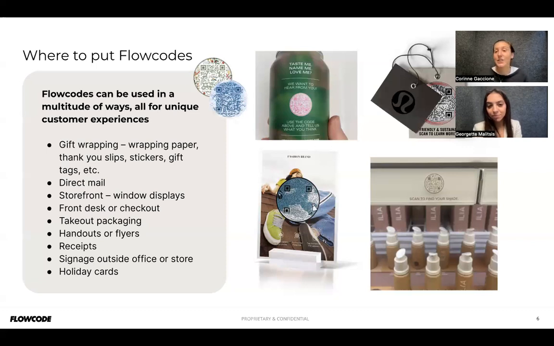Next is front desk and checkout. So you can easily have a table tent or something, just to have that seamless checkout experience, or for reviews. Takeout packaging, very similar. If you wanted to have a code on there, you could easily have it scanned to a review site. We know how important positive reviews are for you. So having someone's positive experience lead to that review could be a great experience.